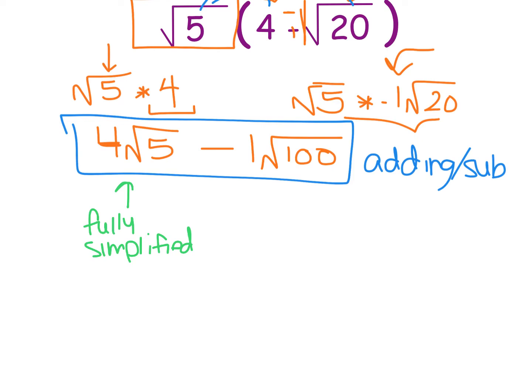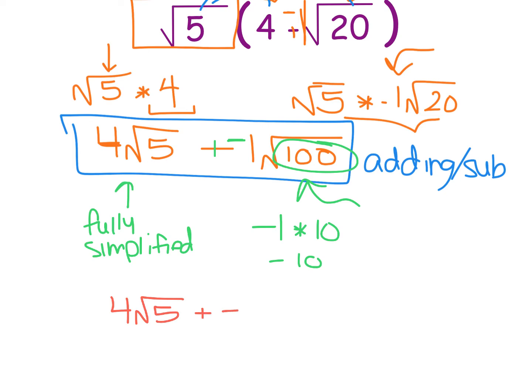Then if I take a look here at the 100, what I notice is that 100 is a perfect square. So, if I use keep, change there, and then I think about this, the square root of 100 is 10. So this can actually simplify to negative 1 times 10, which then simplifies to be negative 10. So we can actually simplify that part further. Now, if I combine this all together, we have 4 times the square root of 5 plus negative 10.